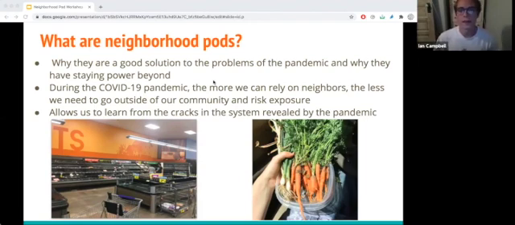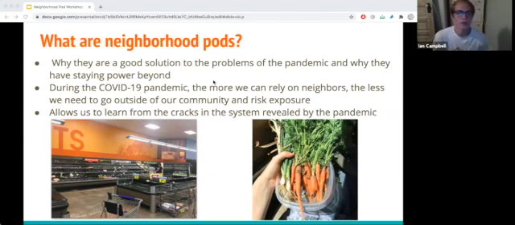The concept of neighborhood pods is something that has existed for quite a while. They grew out of the mutual aid groups that have existed since, I believe, Hurricane Katrina or before. Mutual aid has always existed, and the term neighborhood pods has existed for a very long time. But I think during the COVID-19 pandemic, that's when they really took off. Our approach on neighborhood pods is different than other places, but it's all based on similar stuff.